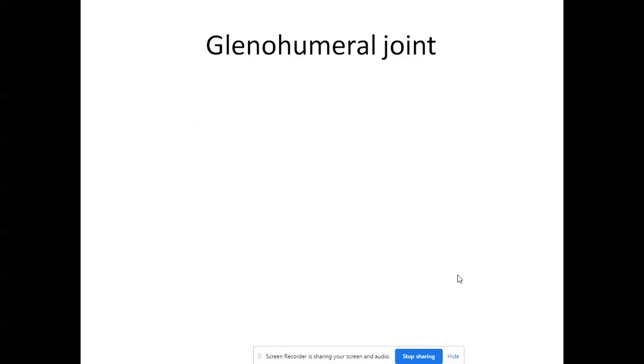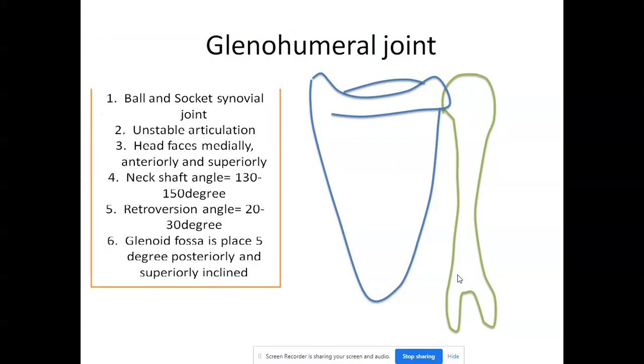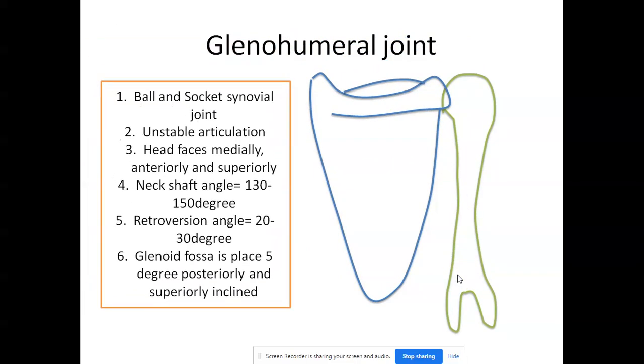Coming to the glenohumeral joint. The glenohumeral joint is the joint formed between the glenoid fossa, a part of the scapula, and the humeral head, a part of the humerus. The type of joint is a ball and socket synovial joint. It has a very unstable articulation because here also, as we saw in the sternoclavicular joint, only a part of the humerus is articulating with the glenoid fossa.